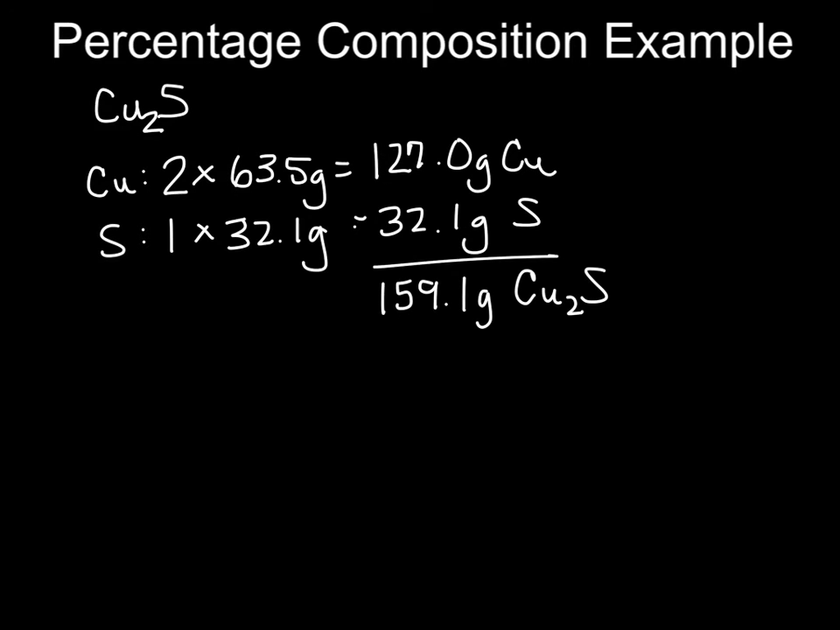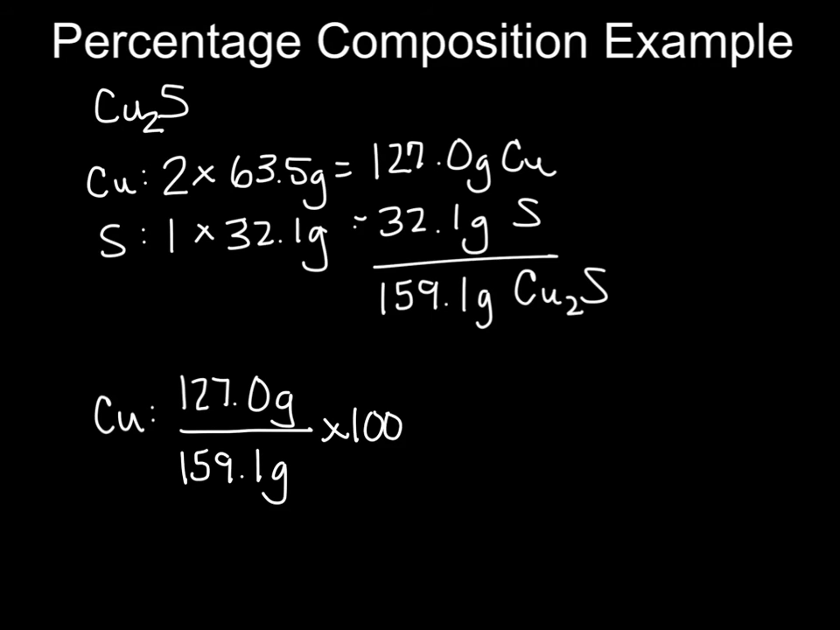Now, to find my percentage for copper, I'm going to take the mass that's made up of copper, so the 127.0 grams, I divide it by the total molar mass of the compound, the 159.1 grams, I multiply it by 100 to make it a percent, and I get a total percent of 79.8% copper.